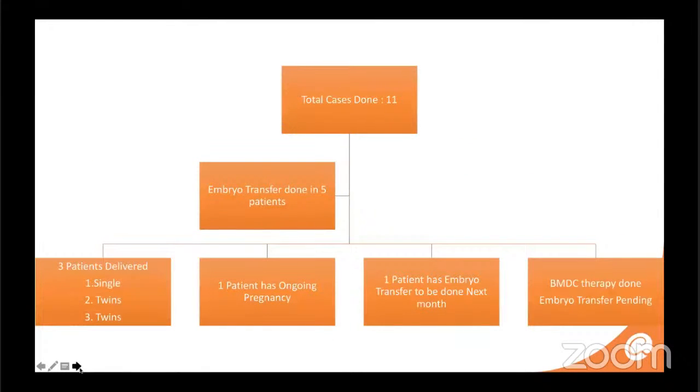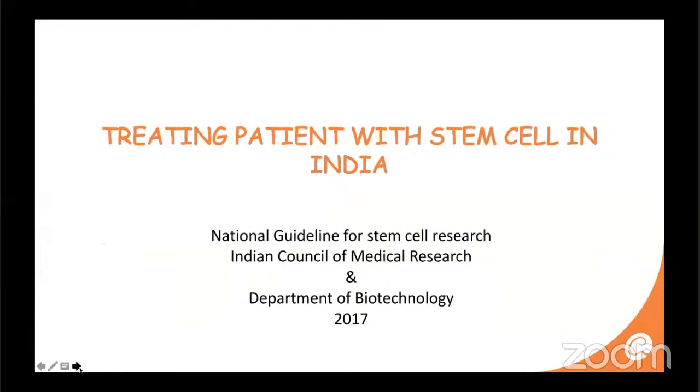We've done a total of 11 cases, out of which embryo transfer is done in 5 of those patients, wherein 3 patients have delivered. Out of those 3 patients who have delivered, 2 were twins and 1 was a single pregnancy. 1 patient still has an ongoing pregnancy. 1 patient has embryo transfer to be done next month, and the remaining transfers are pending. I mean, the BMDC therapy is done already, but the embryo transfers are pending.